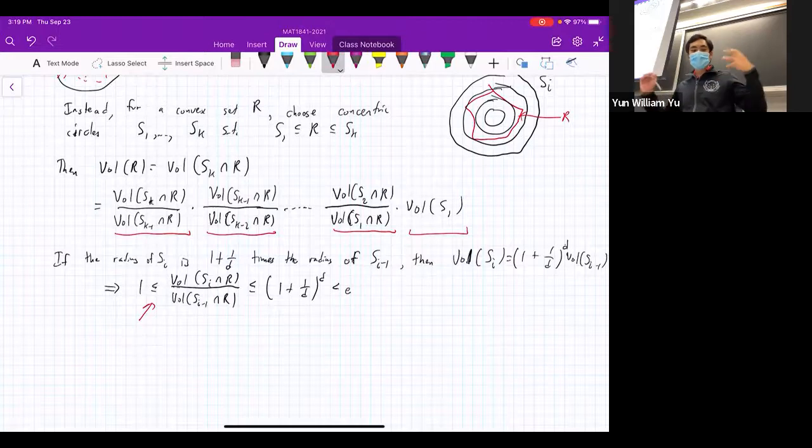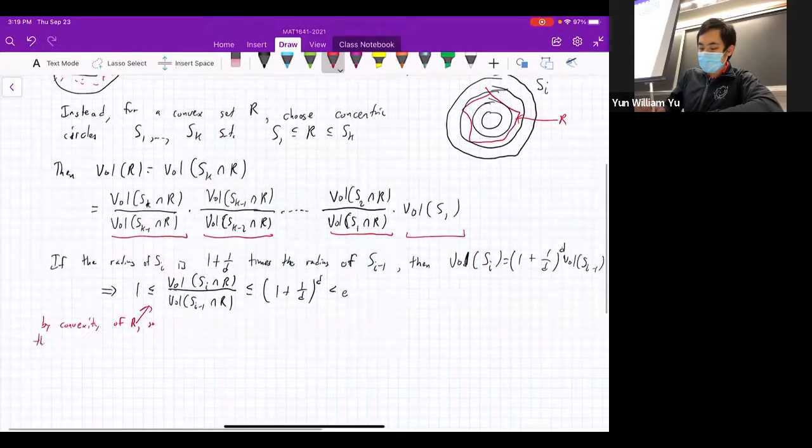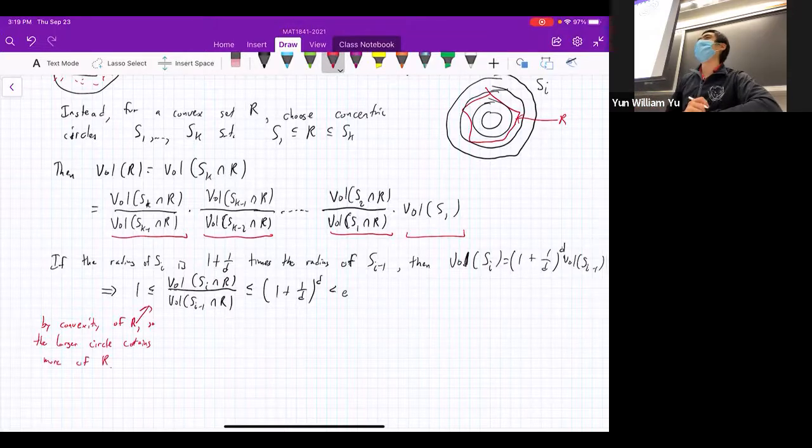Yeah, so it's by the fact that the larger circle is going to contain more of R, right? So clearly that means that the volume is going to increase. So the larger circle contains more of R. Actually, you don't even need convexity here. The larger circle just always contains more of R, because it contains all the points that were there to begin with. Over here, this is where we need convexity.